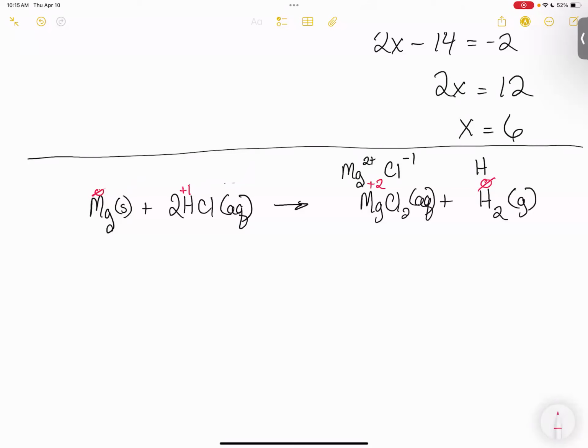Rule number 4 says oxygen's a -2. Rule number 5 says halogens are a -1, and this does not fit the exception.